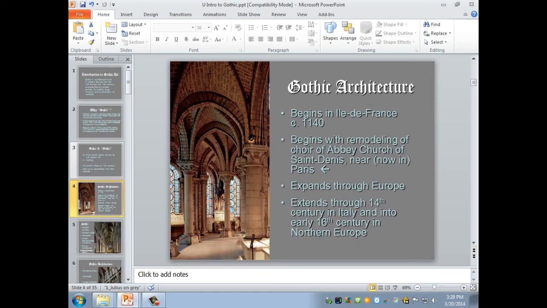And the first Gothic structure is the remodeled choir of the Abbey Church of Saint Denis, which then was near Paris. Now it's part of Paris. It's actually within the city limits of Paris today. From this area in Paris, from Saint-Denis, it expands. It's almost like ripples or concentric circles, and it expands outward to encompass pretty much all of Europe.